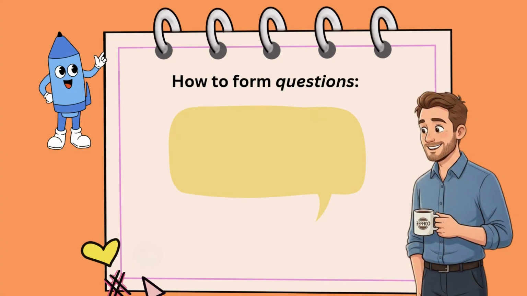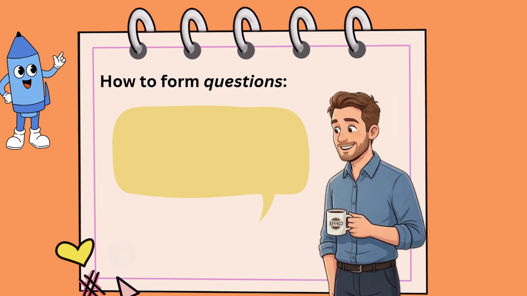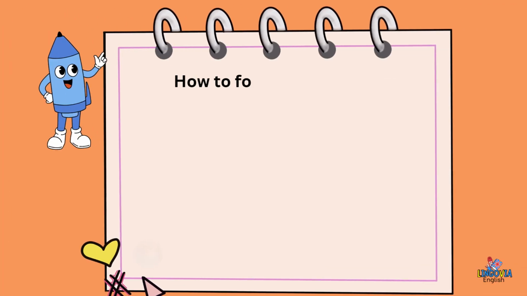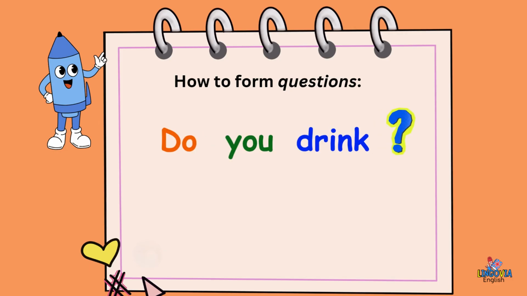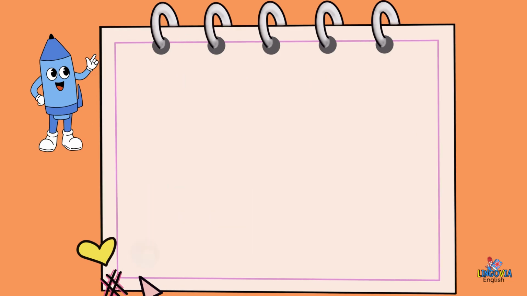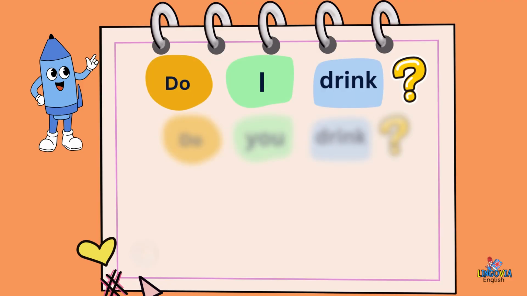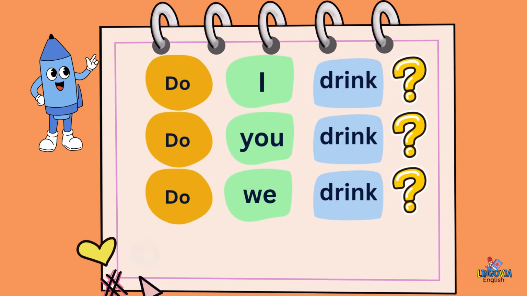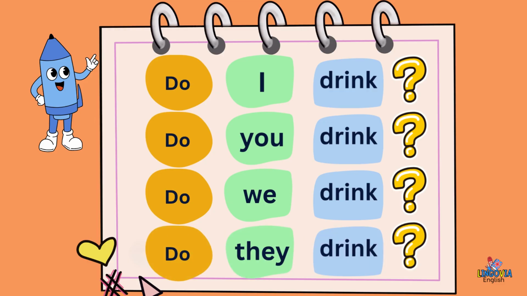Do you remember what Alex asked Emma? Do you drink coffee? So let's learn how to make questions in the present simple. Do you drink? To make questions in the present simple, we use do plus the subject plus the base verb. Do I drink? Do you drink? Do we drink? Do they drink?